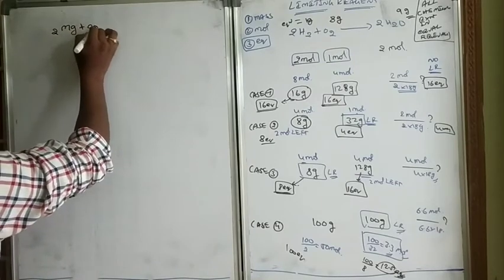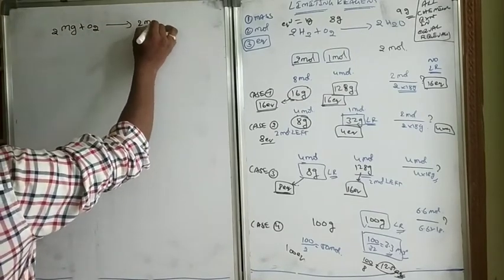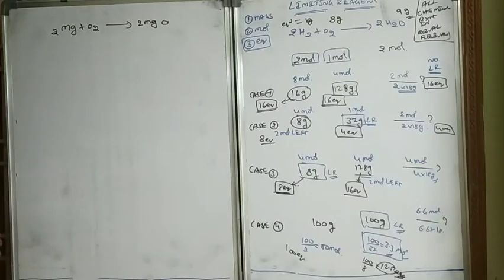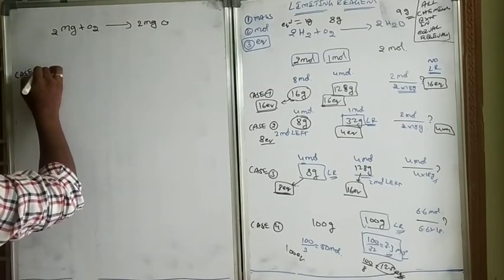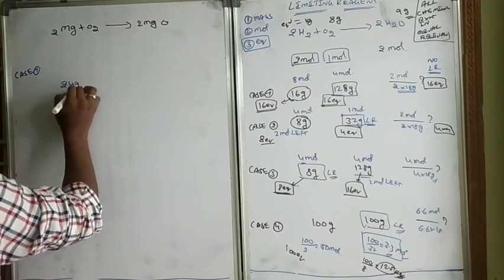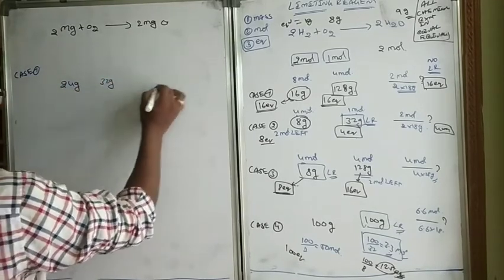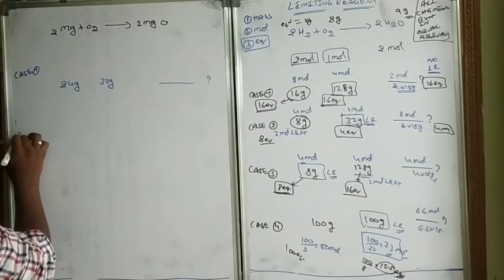2Mg plus O2 gives 2MgO. This is the reaction, and let us see the cases. Case 1: 24 grams reacting with 34 grams.